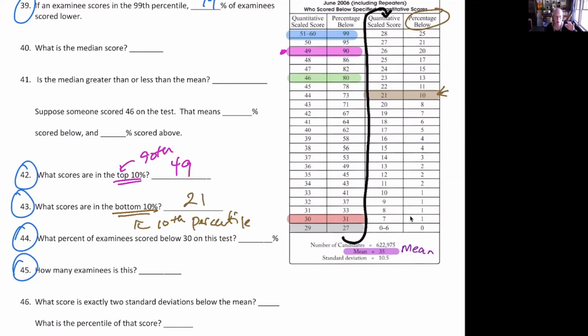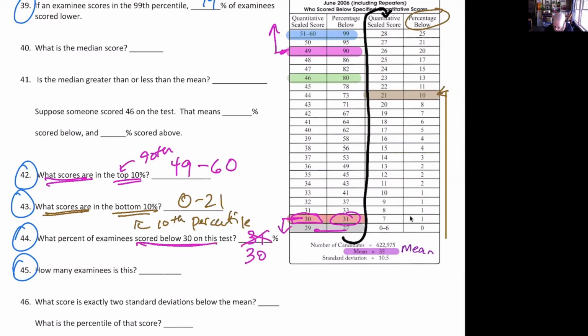I'm sorry, I just realized I made a small mistake on 42 and 43. Let me back up. It says what scores, plural, are in the bottom 10%. So the bottom 10% is 21 and below. So all of these, 0 to 21. And then backing up to 42, what scores are in the top 10%? Again, that score of 49 is the cutoff for the top 10%. So these are the scores of 49 and above. So 49 to 60.